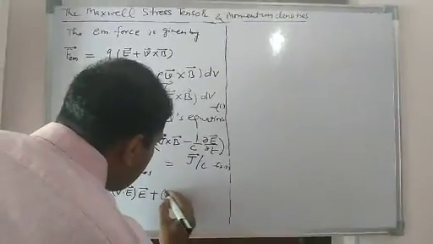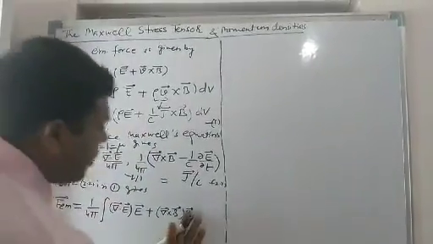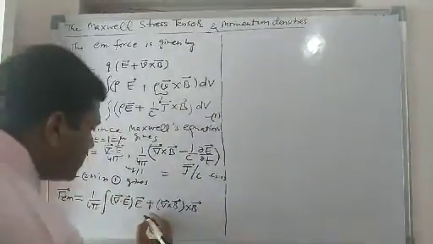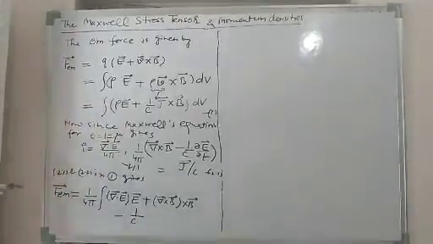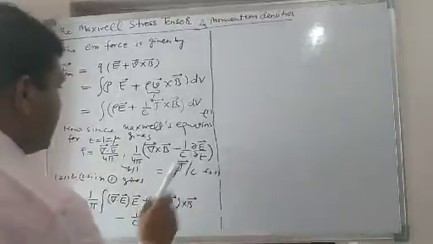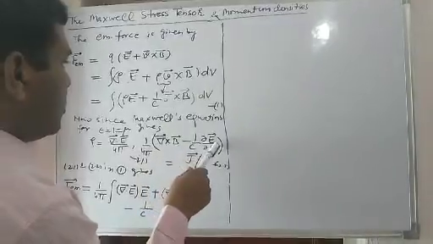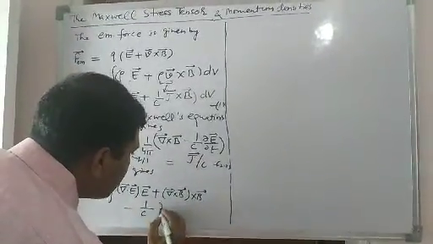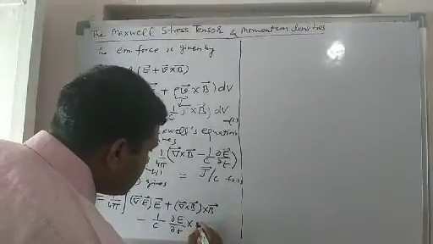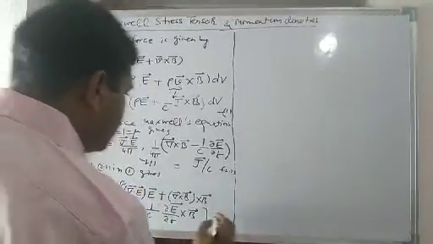curl of B, and then cross B, minus 1 over C del E by del T cross B. So this is going to be equal to minus 1 over C del E by del T cross B. So this is all we will get.